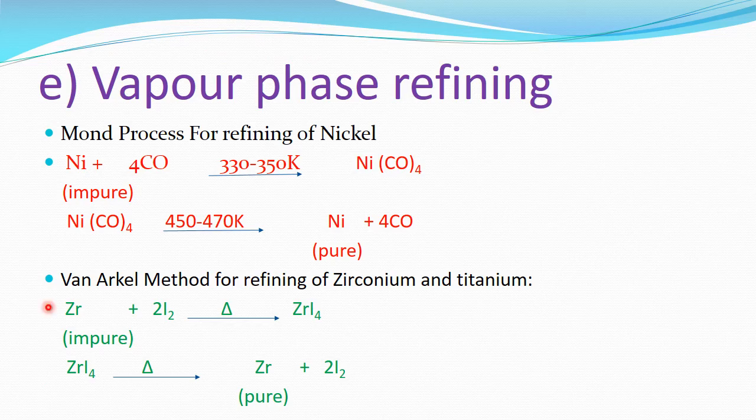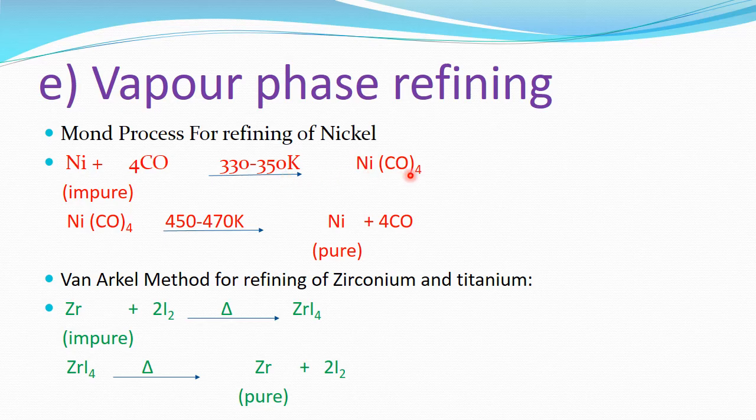Vapor phase refining. Vapor phase refining is used for the purification of nickel, zirconium and titanium. Vapor phase refining is mainly divided into two processes, Mond's process and Van Arkel method. Mond's process is used for refining of nickel. In this method, impure nickel is heated with carbon monoxide at a temperature of 330 to 350 Kelvin to form nickel tetracarbonyl.